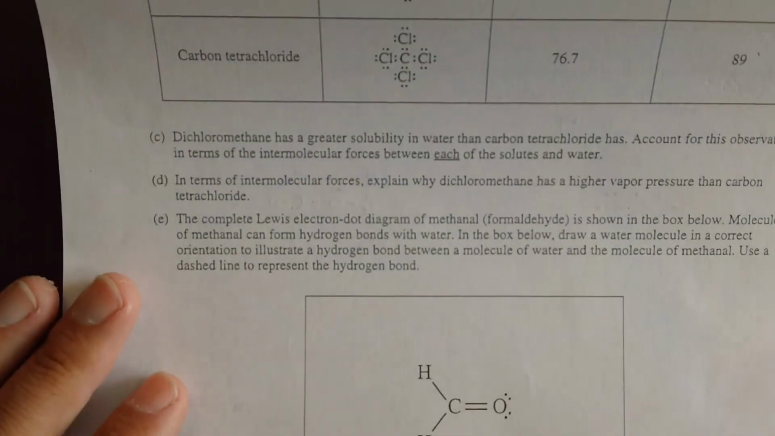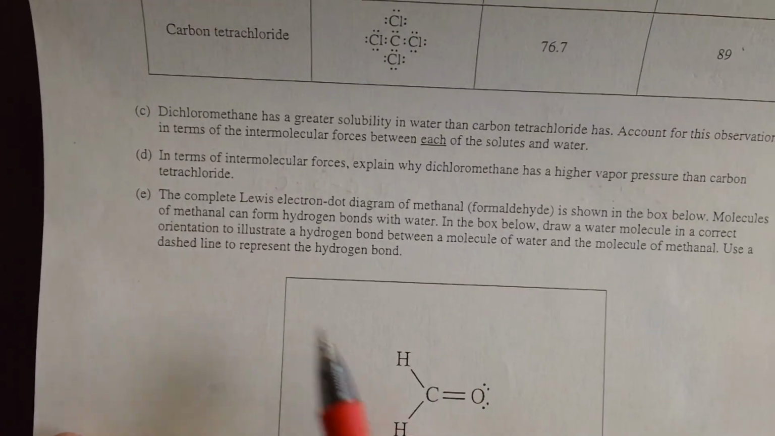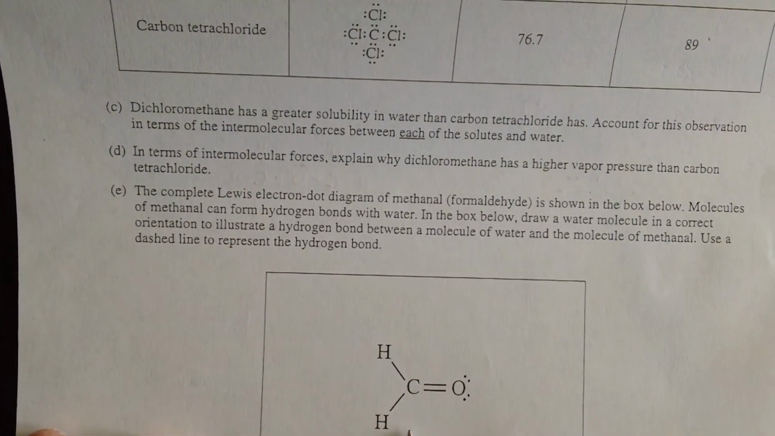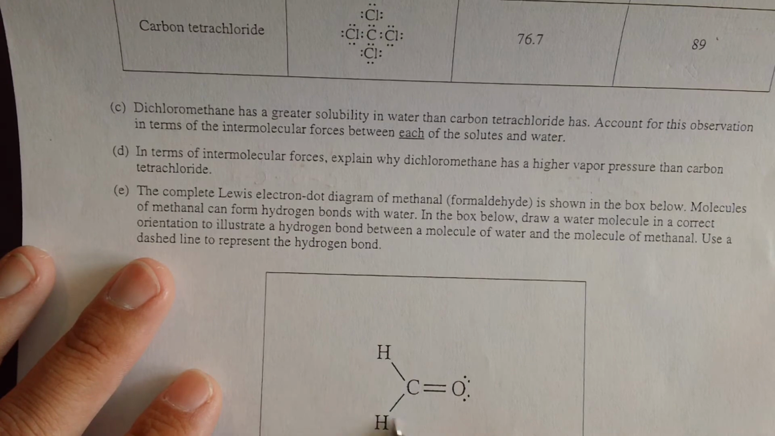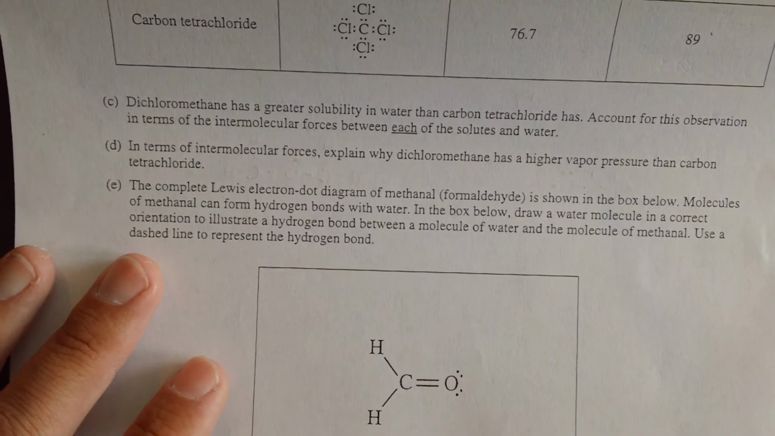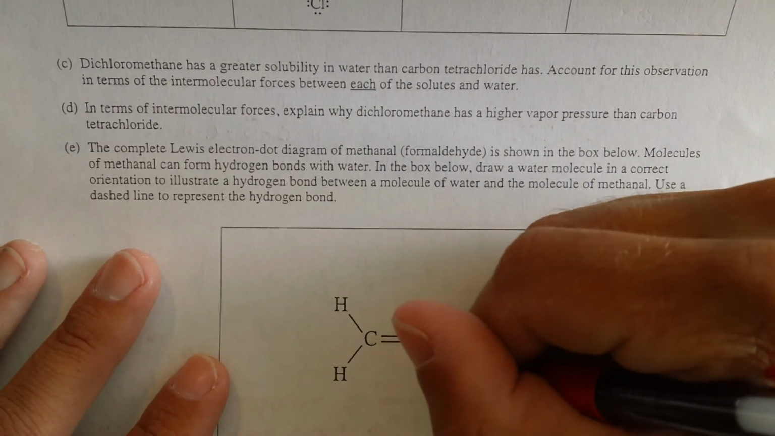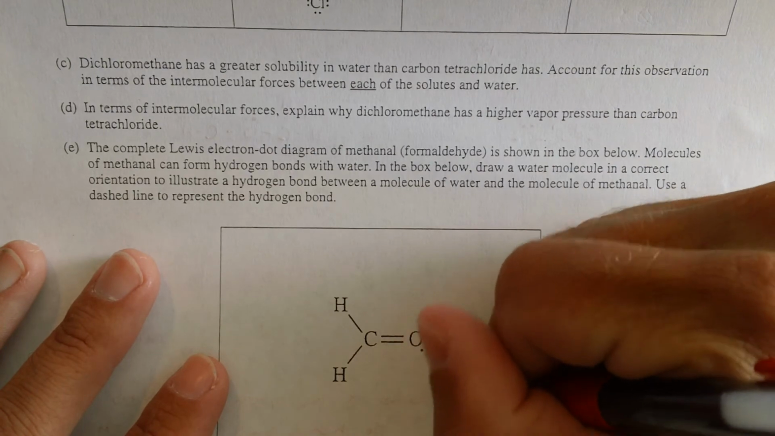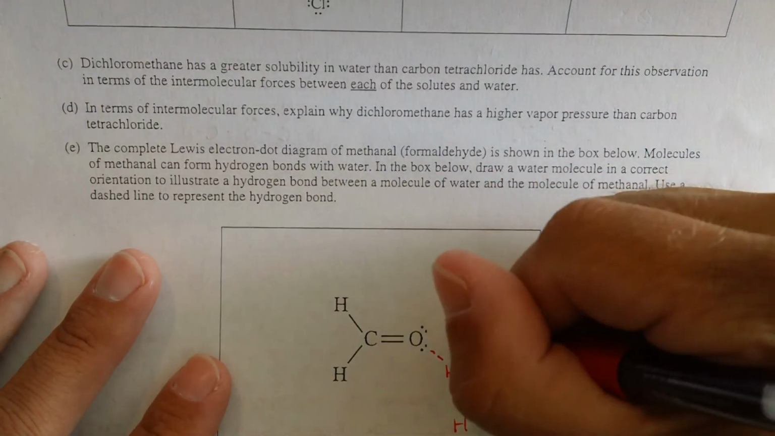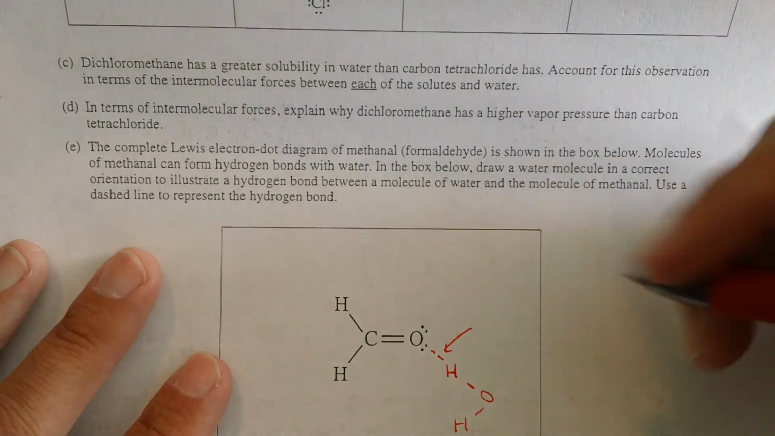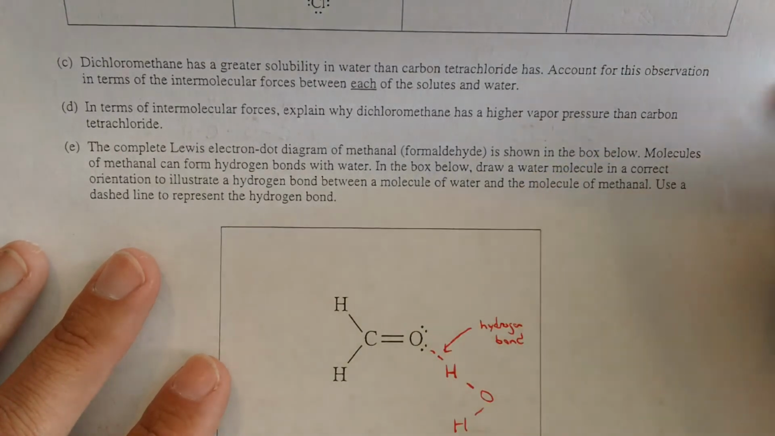And then our last one, E, says they give us an electron dot diagram of methanol shown below. Molecules of methanol can form hydrogen bonds with water. In the molecule below, draw a water molecule in a correct orientation to illustrate hydrogen bond between a molecule of water and the molecule of methanol. And so for a hydrogen bond, we've got to have that water molecule where the hydrogen, the positive side of a water molecule, is attracted to that super electronegative oxygen. I would label it. I would put that's my hydrogen bond there so they knew.